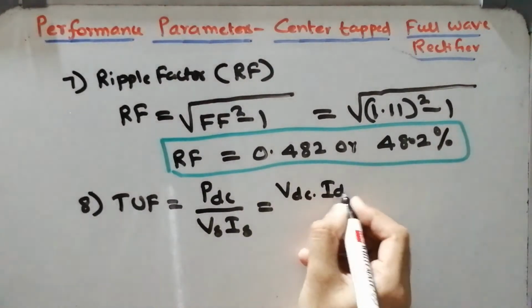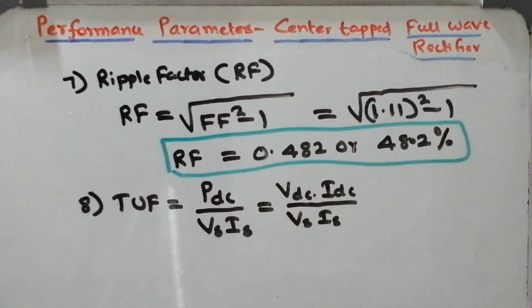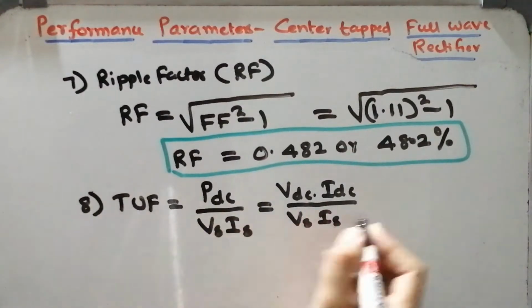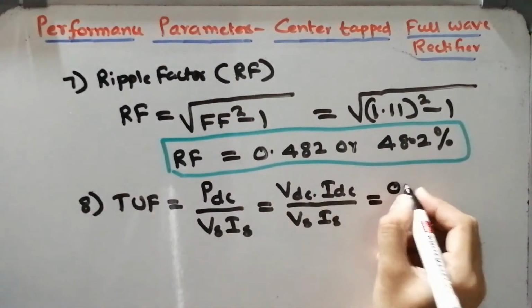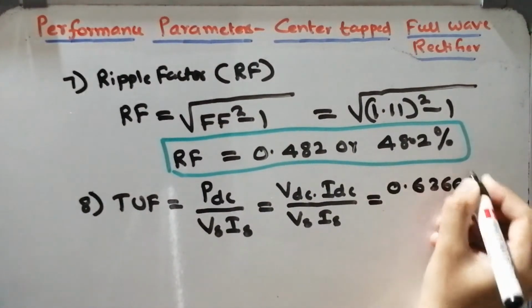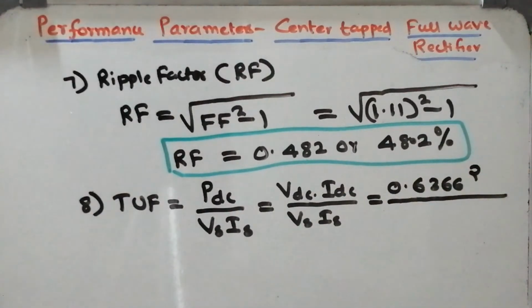VDC into IDC divided by Vs into Is. So you can substitute the value. That means if you multiply VDC into IDC, what will I get? I will get 0.6366 the whole square divided by Vs into Is. Vs into Is is basically the VA rating, the volt ampere rating.